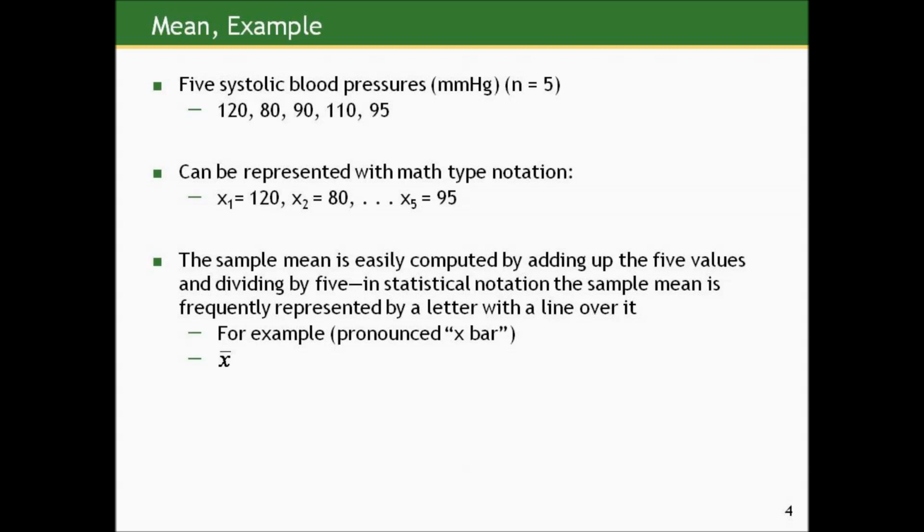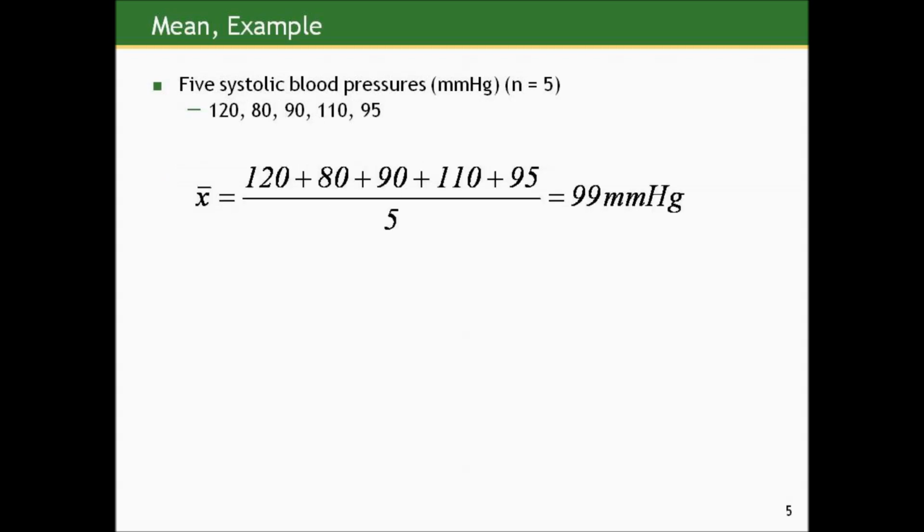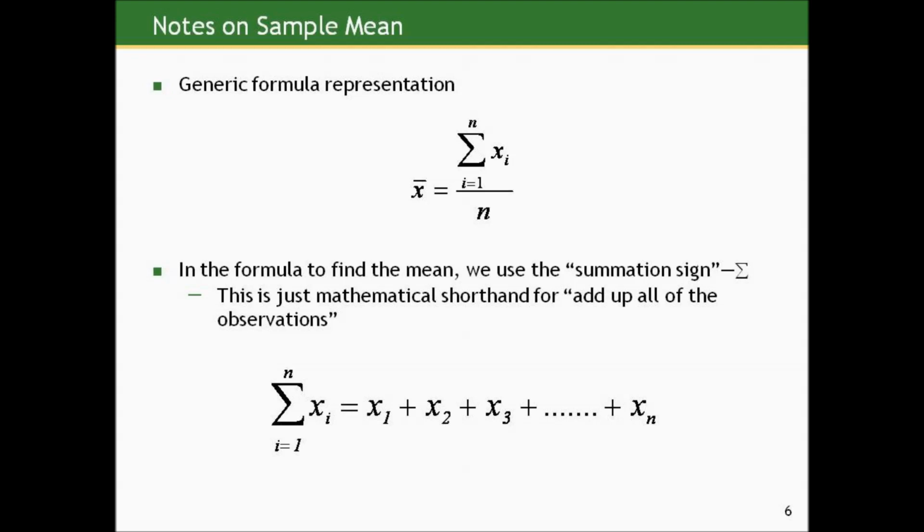Well, the sample mean is easily computed by adding up these 5 values and dividing by 5. In stat notation, the sample mean is frequently represented by a letter with a line over it, for example, this x with a line over it, pronounced x bar. So here's the sample mean of these 5 systolic blood pressures. We just take those 5 numbers, add them up, and divide by 5. We get a sample mean of 99 millimeters of mercury.